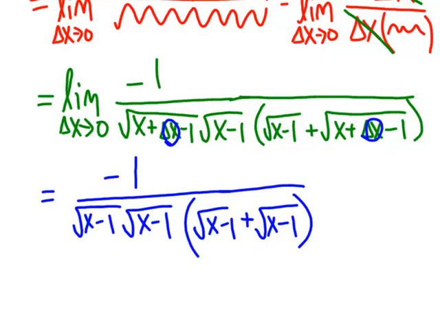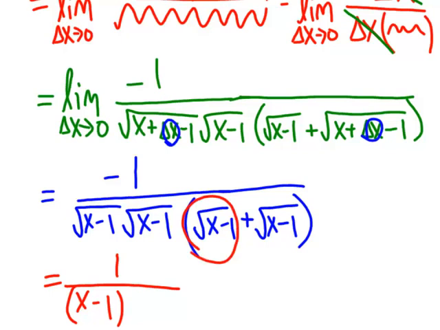So let's simplify that. Root x minus 1 times root x minus 1 is going to give us just an x minus 1 on the bottom. Root x minus 1 plus root x minus 1 is going to give us 2 root x minus 1. Now, instead of writing 2 root x minus 1 for that, I'm going to anticipate my next move and write 2 (x minus 1) to the 1/2. That's the same thing as root x minus 1, right?